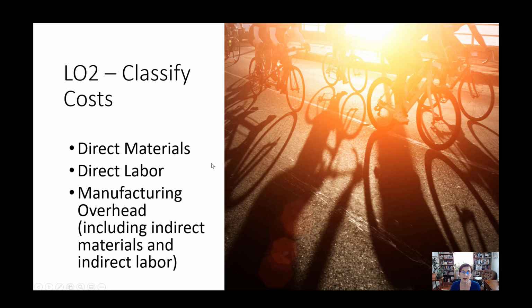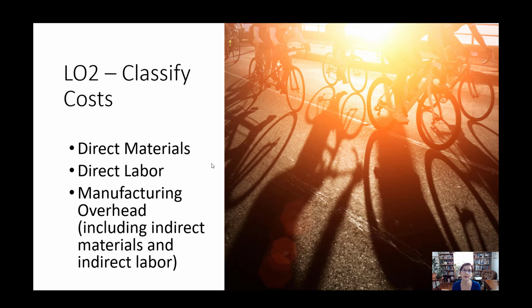All right, let's now classify costs as direct materials, direct labor, and manufacturing overhead. So you'll see some familiar words that we just mentioned. You see direct, right? Direct materials and direct labor. So we know that those are going to be direct costs, meaning they are traceable to the final product. So again, direct materials in a bicycle, the wheels, the cost of the tires, the rims, the spokes, the handlebars, the derailleurs, all of those are direct materials.